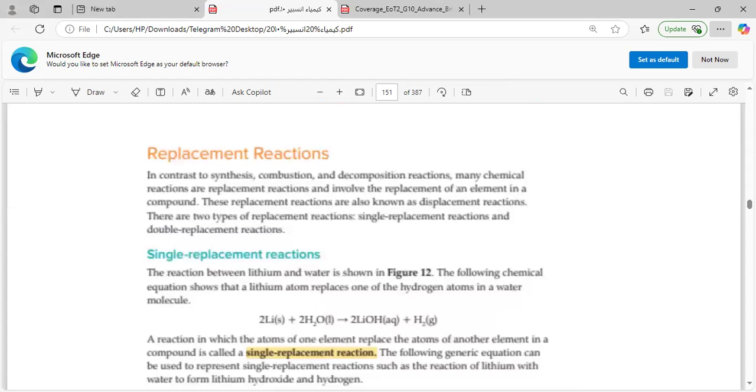So here, one is lithium, plus the other one, water. Lithium takes the hydrogen here. So it becomes lithium hydroxide and kicks out hydrogen. So again, that is a single replacement.